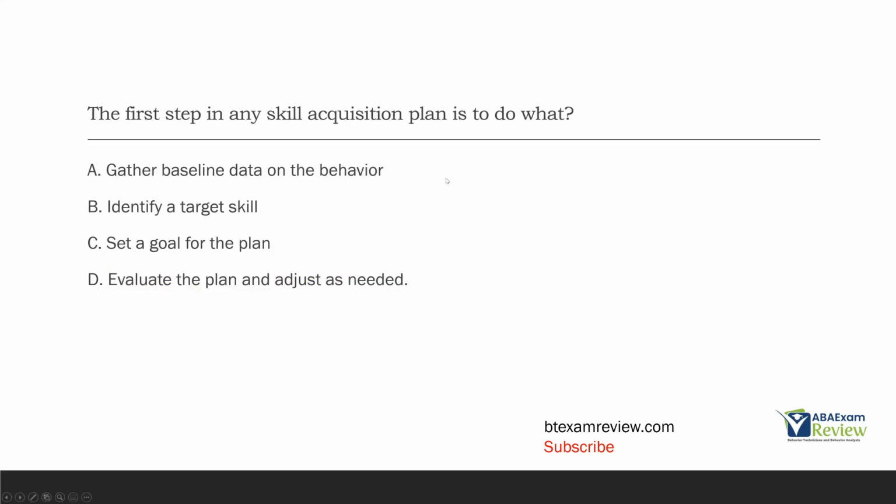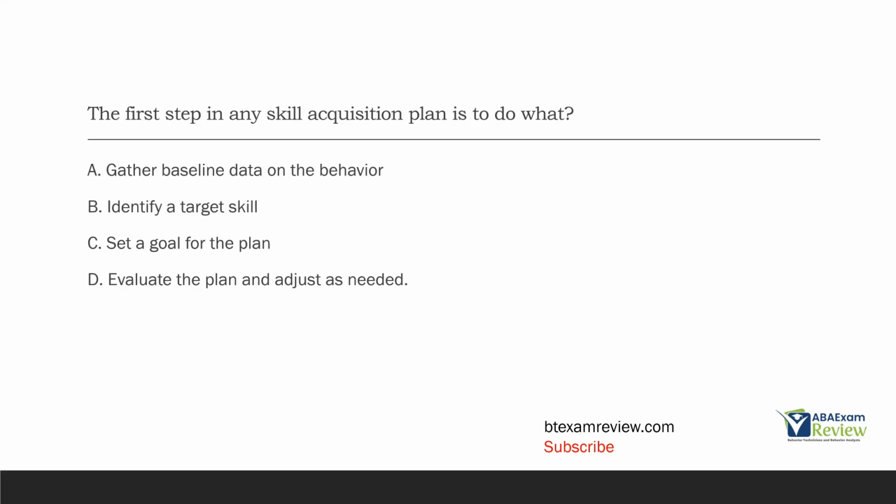The first step in any skill acquisition plan is to do what? So when we are developing a skill acquisition plan, what are we doing? Okay. Think about if you were to teach a skill, where would you start? Well, the first thing you would want to do is obviously pick a skill. We need a skill to start. So we'd pick a skill. Okay. Then we would set a goal. Then we might take baseline. We begin our intervention, take data, evaluate the data, and then determine, do we need to change the plan?